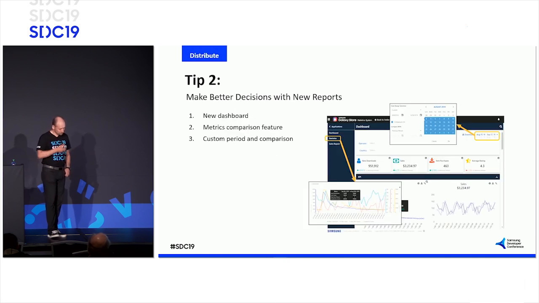Tip number 2: at the Seller Office, we recently launched a new statistics module. It has a new dashboard summarizing your daily sales. You can use a feature to compare. You can select a custom period or default period, and when you make changes in your content, you can see the before and after effect. This helps you make business decisions when you manage your content at the Seller Office.